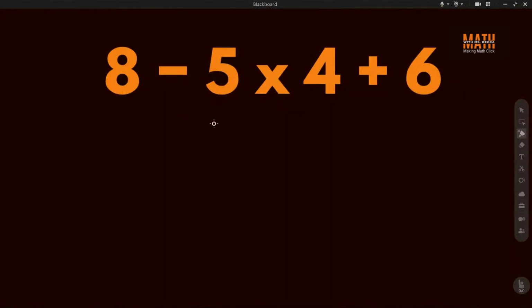8 minus 5 times 4 plus 6. Looks simple, right? But depending on how you tackle it, you might get 30, 18, or even negative 18. If you got any of these, don't worry, you are not alone. Let's see why these answers happen and then we will finally get it right.